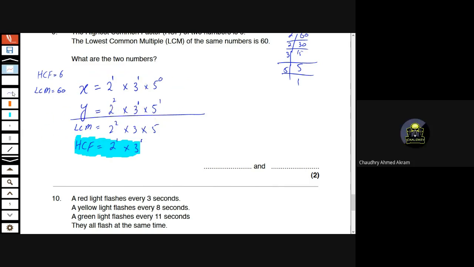Yes, sir. After doing it, just multiply 2 multiplied by 3, that is going to be 6. And the second number, 2 times 2 is 4. 4 multiplied by 3 is 12. 12 multiplied by 5 is going to be 60. So one number is going to be 6 and the second number must be 60. Clear?